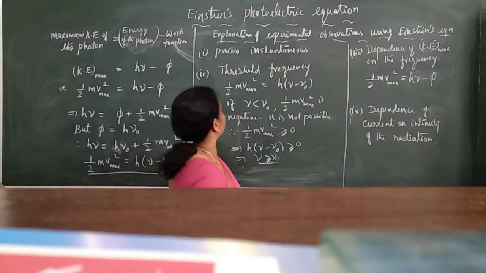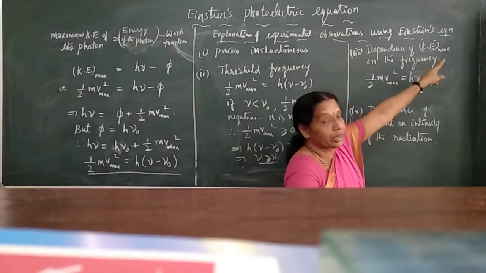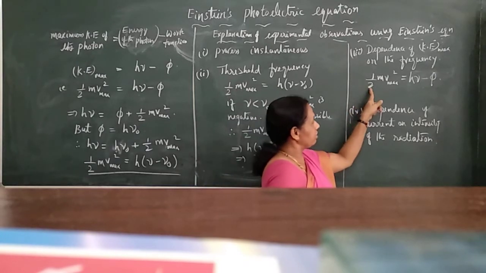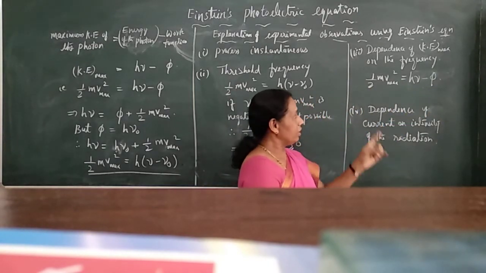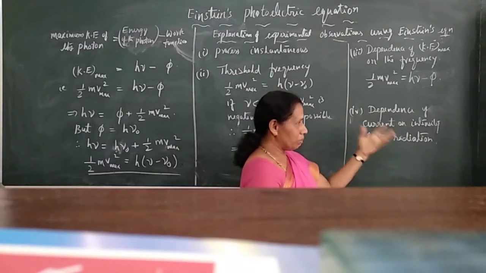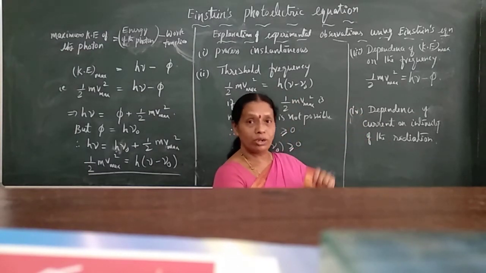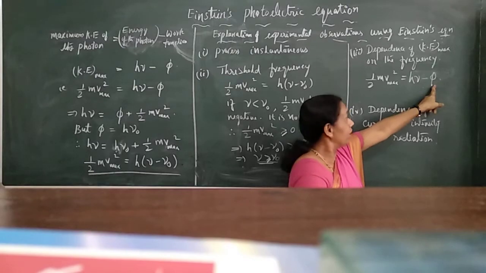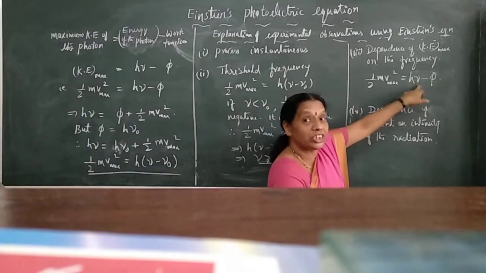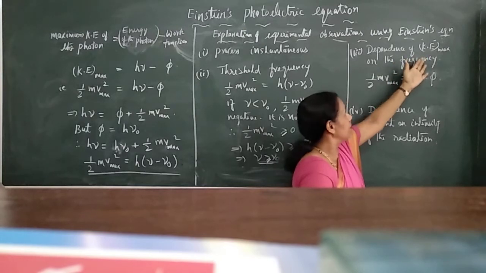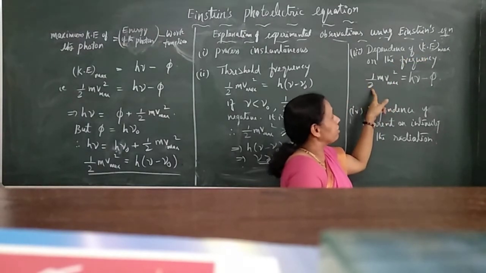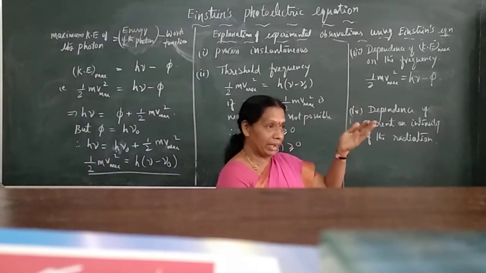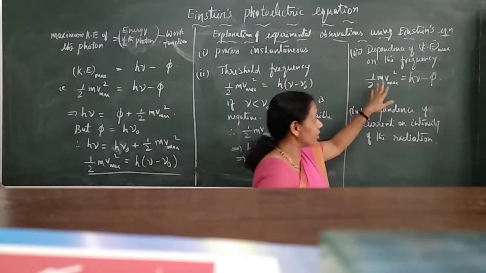The third observation is the dependence of maximum kinetic energy on the frequency of the incident radiation. Again, let us take Einstein's equation. Here we use a certain metal for photoemission, and that metal has its own work function. So for a given metal, the work function phi is a constant. Then if the frequency of the incident radiation is increased, as nu increases, naturally the maximum kinetic energy increases. This is how the dependence of maximum kinetic energy on frequency is explained by this equation.